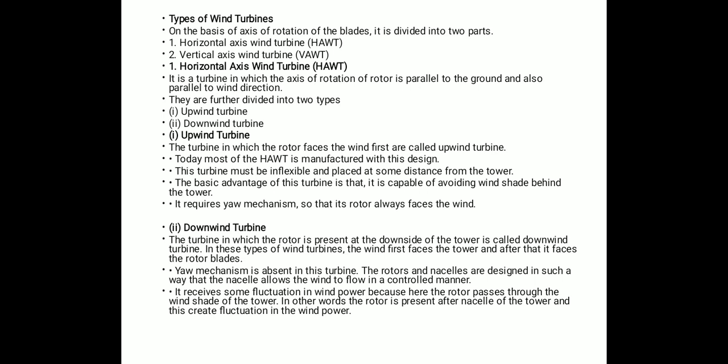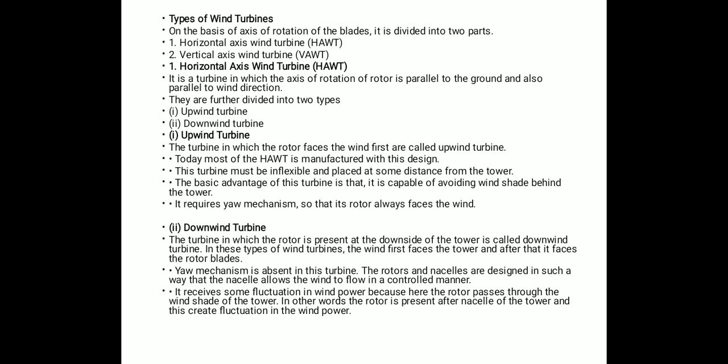It requires a yaw mechanism so that its rotor always faces the wind. Yaw mechanism means the mechanism which tilts the rotor surface towards the wind. That means from wherever the wind is coming, we can face the rotor blade towards that direction by using the yaw mechanism. Then the second one is the downwind turbine.